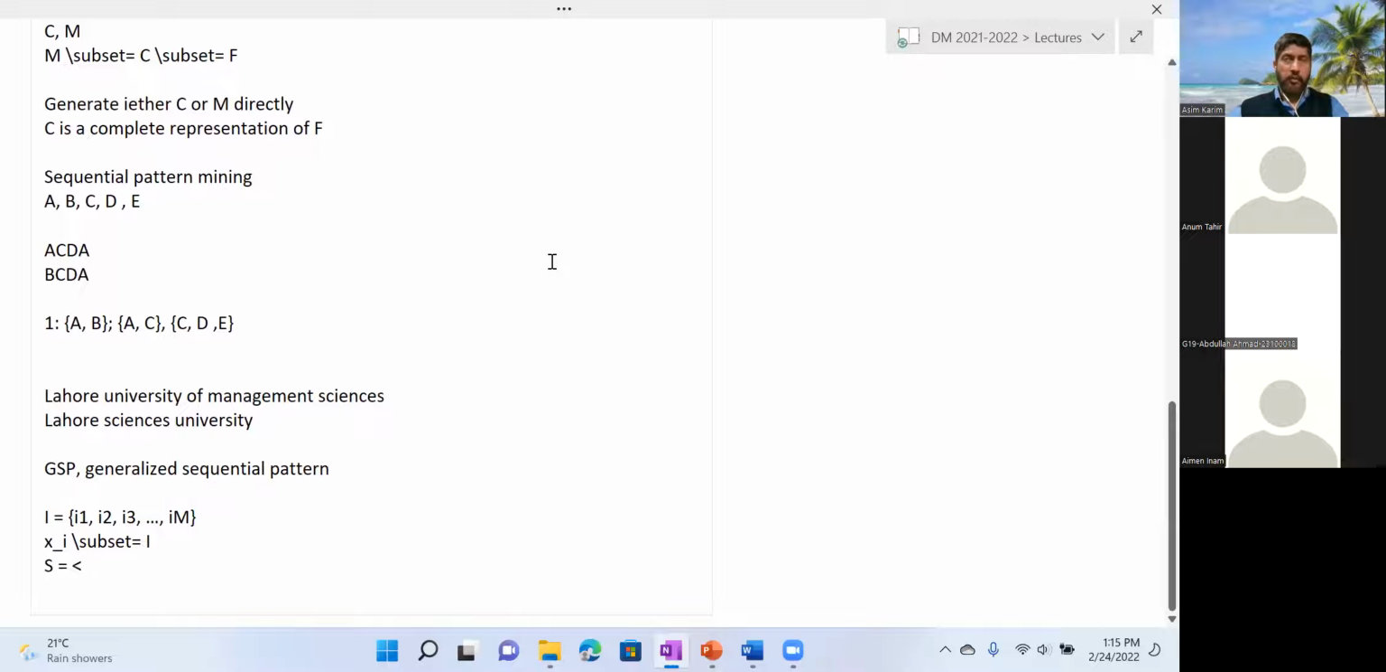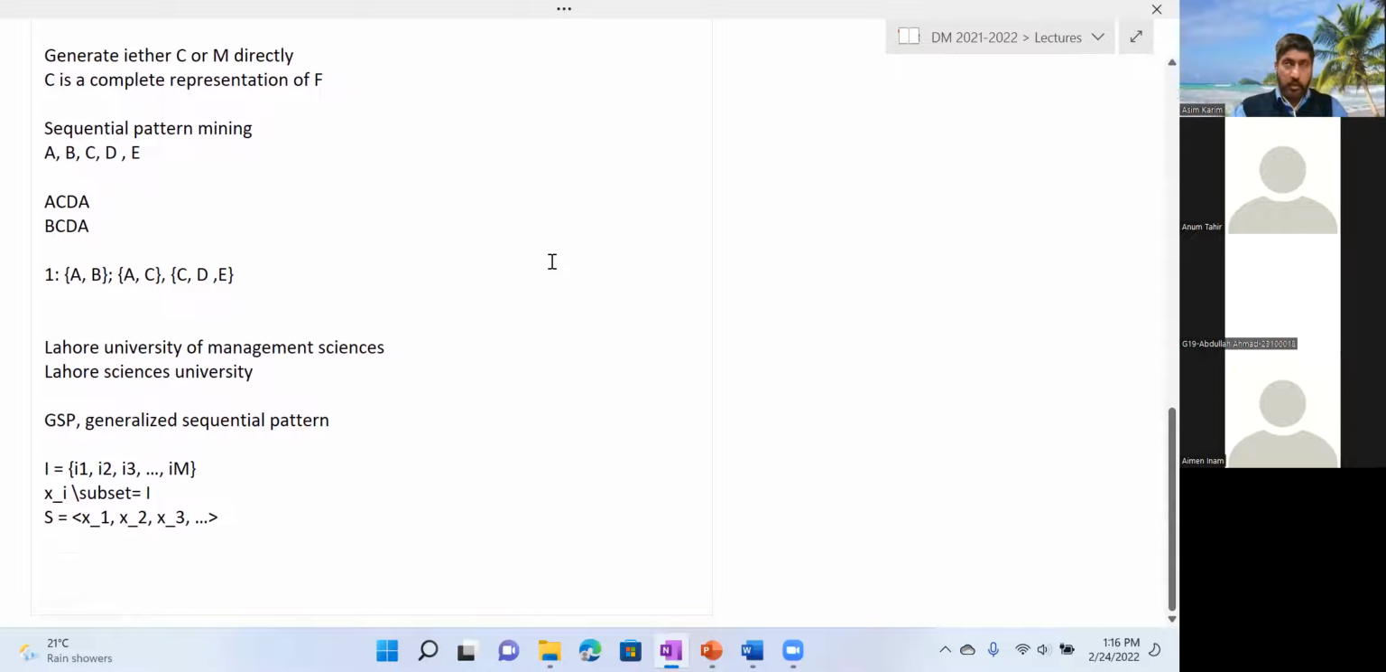So then a sequence in general would be X1, X2, X3, and so on. So this is a sequence. The ordering X1, X2, X3, and so on is fixed. That cannot change. Within X1, X2, X3, those would be items from I, they could be any items, and those items may repeat.